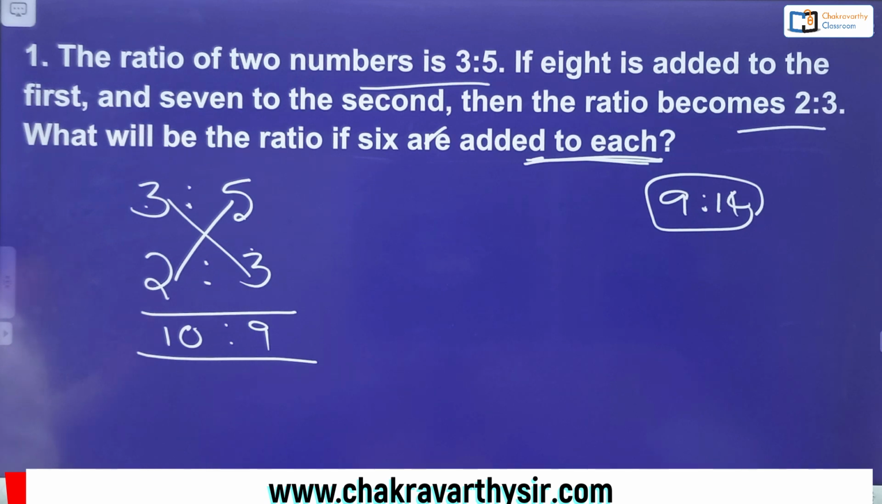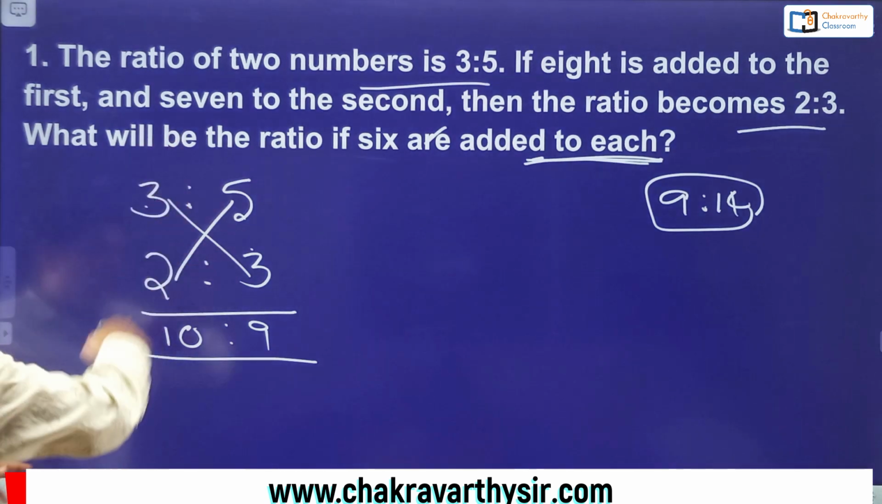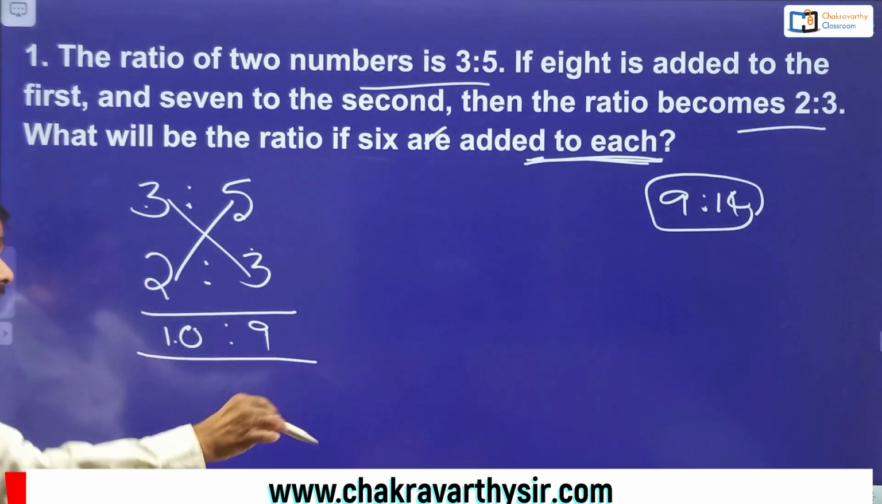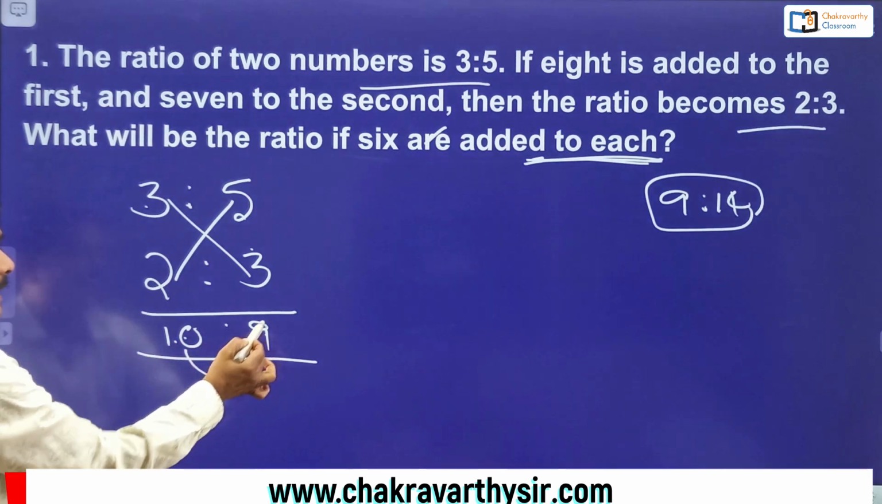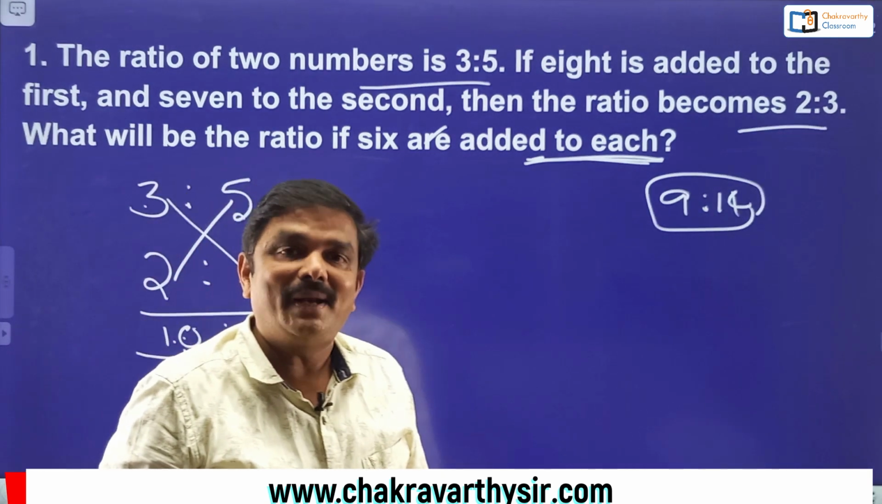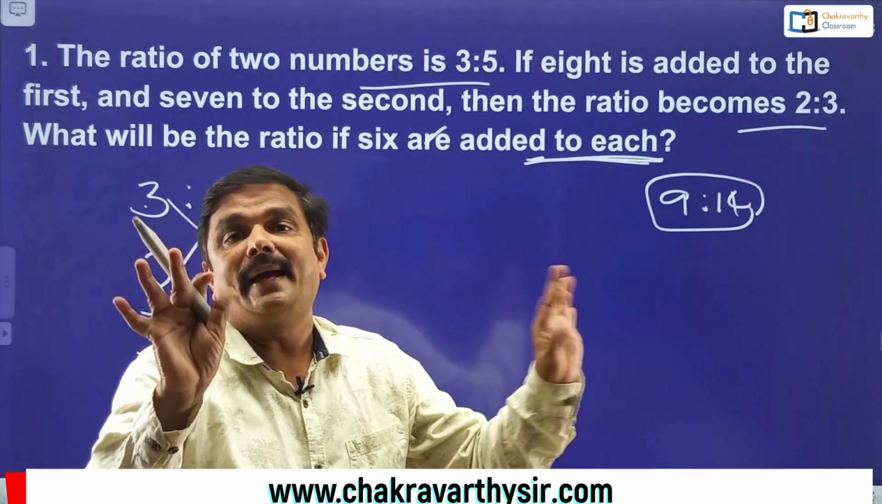Okay, this is the first step. The first step is old ratio, new ratio. Go for the cross multiplication. You get two terms in the new ratio. Take the difference of these two. 10 minus 9, that is 1. Same thing we have done in the concept also, right? Here the only difference is that we have not taken anything as x.